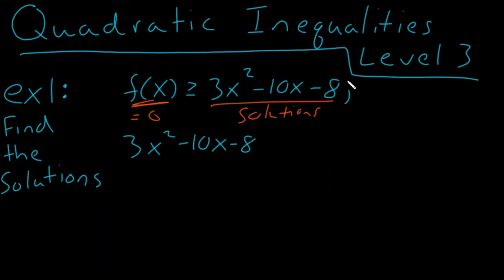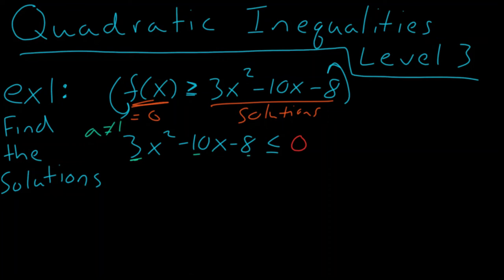And think about this. If this whole thing is flipping, what's going to happen to this greater than or equal to symbol? Well, it flips as well. And then, of course, we're going to set this equal to 0. Now, the next thing I notice is that my a value is not equal to 1. Well, I can't divide 10 or 8 by 3, so we're going to have to use a different method.